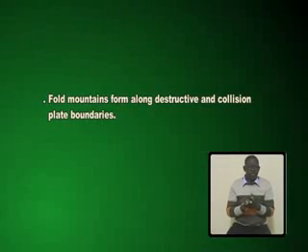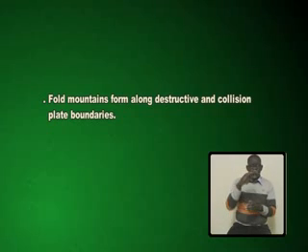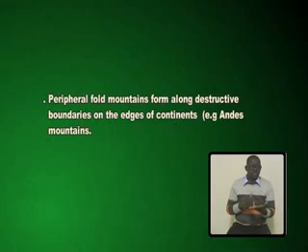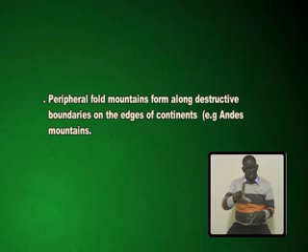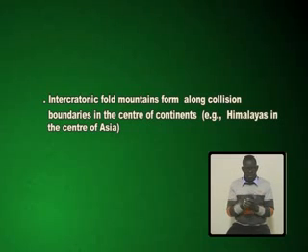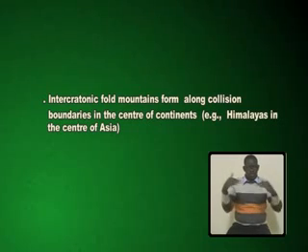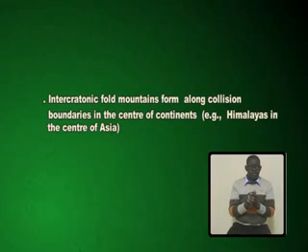Okay, let me just recap before I get confused. Fold mountains are formed along destructive and collision plate boundaries. Fold mountains that are created along destructive boundaries are called peripheral fold mountains because they lie on the edges of continents. The Andes Mountains, which lie on the edge of South America, is an example. Correct. And fold mountains that are formed along collision boundaries are called intertectonic fold mountains because they lie in the center of continents. The Himalayas are an example of these that are found in the center of Asia.